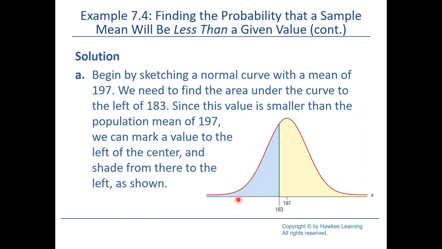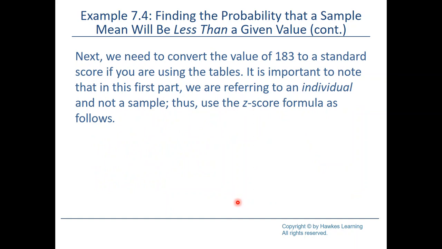Now, the second part that I brought your attention to, I really need to emphasize a bit further. We are either going to use your calculator or the tables. I'm going to show this one with the tables, and after this I'm not going to show the tables. But the biggest part that we have to worry about is that 183. It's important to note that in the first part of this problem, we're referring to an individual and not a sample. So remind yourself of that as you look at this one, and let's go back and look at that problem in particular.